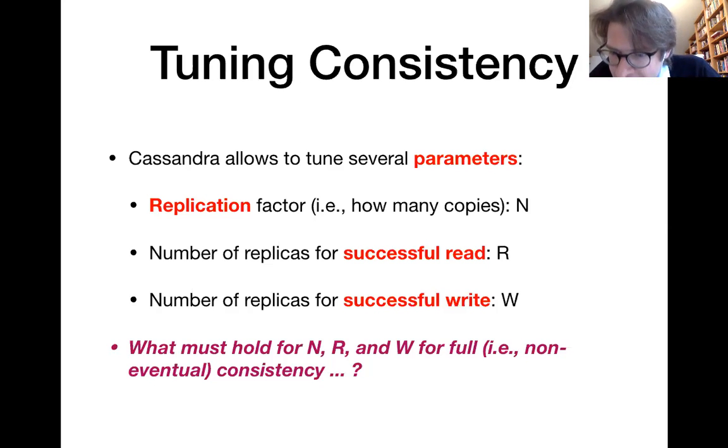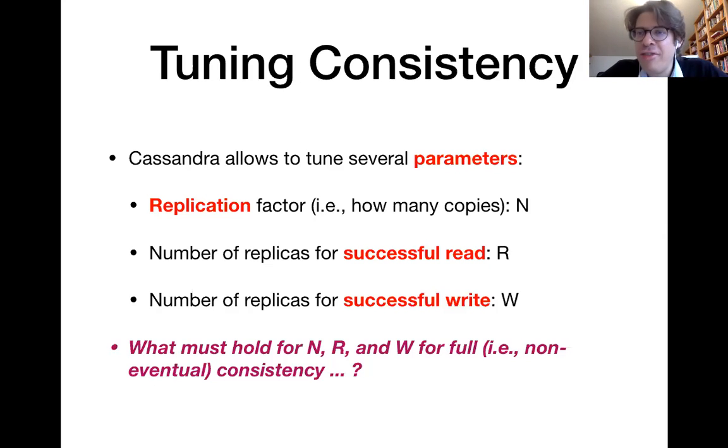Okay, and so here I see a generalization of that formula. The number of writes plus the number of reads should be greater or equal to replication factor plus 1. Okay, very good. Yes. So that is exactly the more general formula, which also includes the case n equals w as a special case. Very good. So if you have this relationship between different parameters, then you guarantee strong consistency.